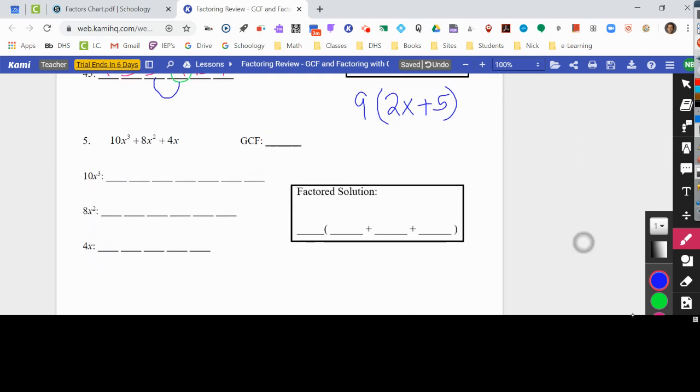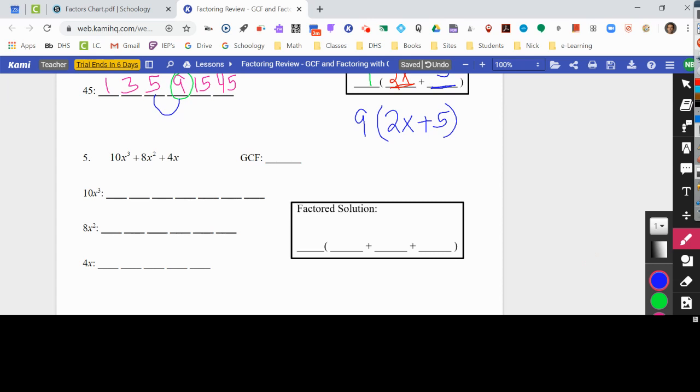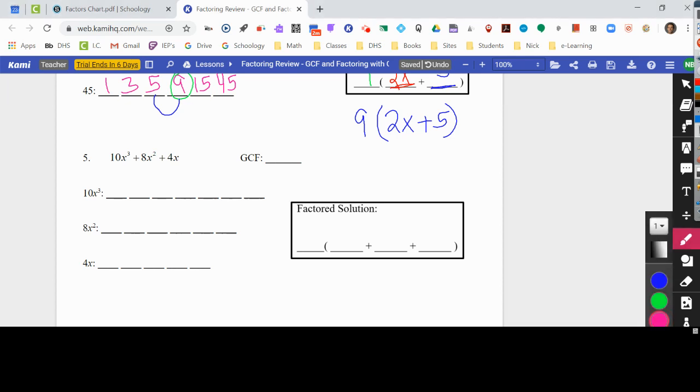All right. We've got one more example here. All right, example 5, which is 10x to the third plus 8x squared plus 45x. All right, again, start listing out the factors, right? x, x, x. 1 times 10 and 2 times 5. For 8x squared it's going to be x and x. 1 times 8 and 2 times 4. And for 4x, it's going to be x, 1 times 4, and 2 times 2.